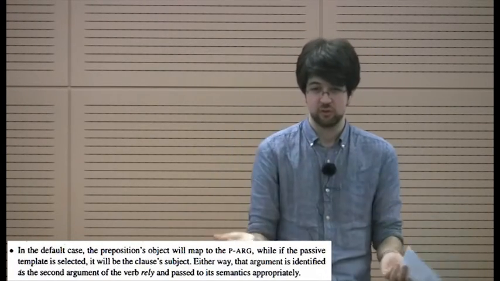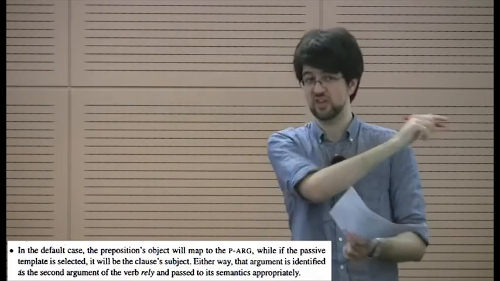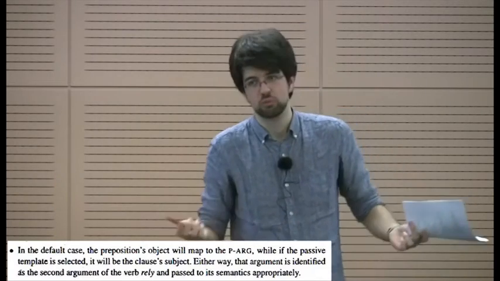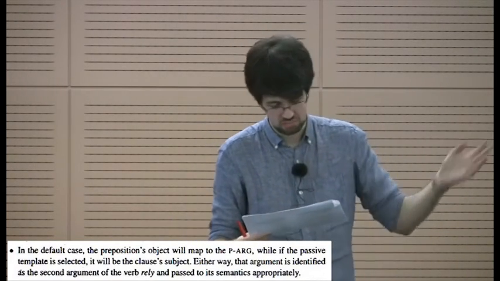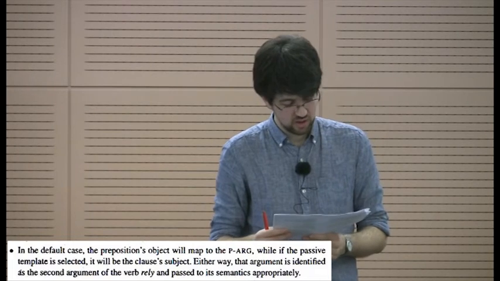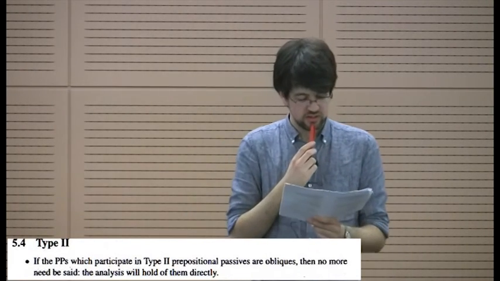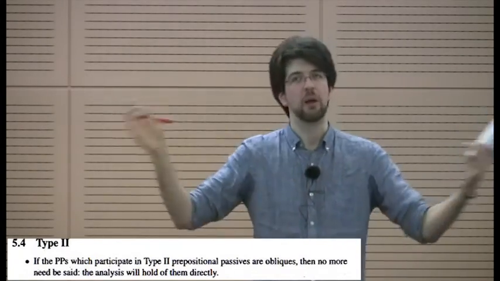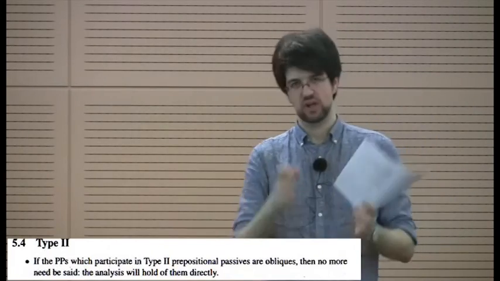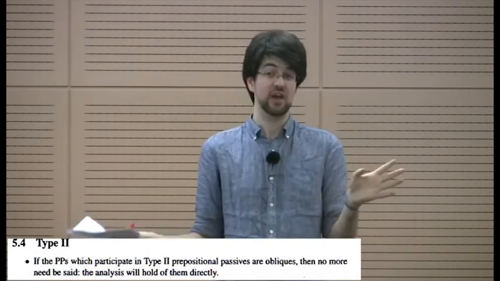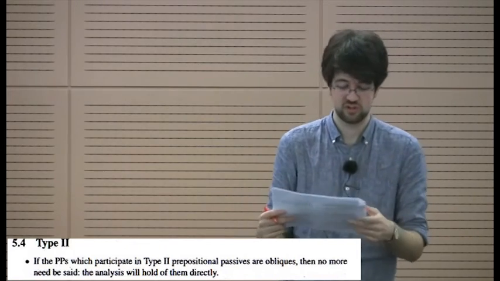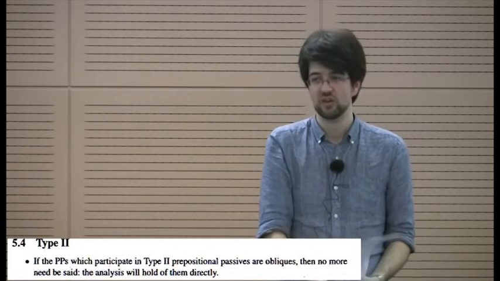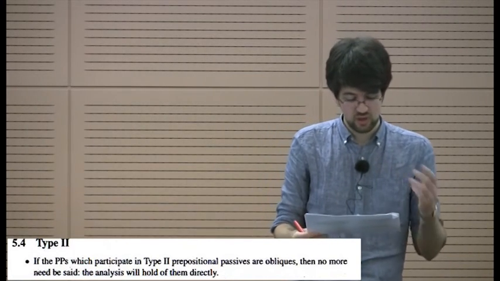But in the prepositional passive case, we have this mapping that says the subject is actually the p-arg, and that just ends up saying that the subject is the arg two, which is what you want. And that's fine, basically. For the type twos, it's a little bit more complicated. Well, if the type twos are obliques, or if we can collapse everything into one category, then this is fine, right? This carries over just the same because we're doing exactly what we need to do. We're just telling the semantics where to find the argument it needs. So if it needs it, it'll find it.